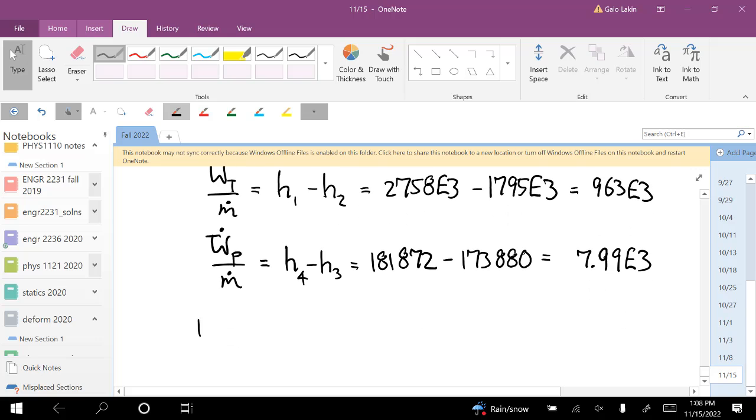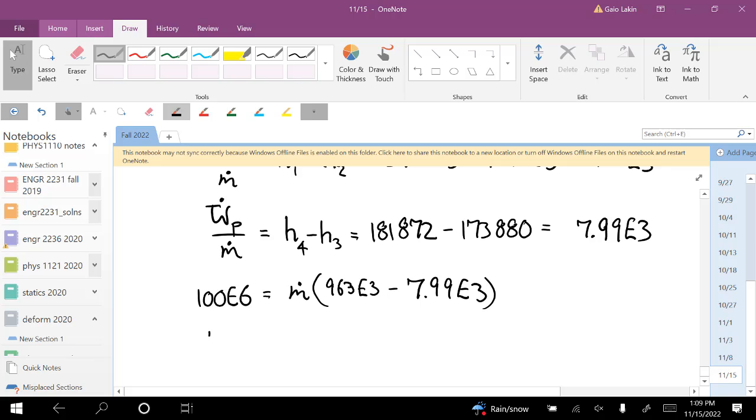And so 100 times 10 to the 6, that's the 100 megawatts, is equal to m dot times the quantity 963 times 10 to the third minus 7.99 times 10 to the third. And now you can just calculate m dot. And so the mass flow rate is equal to 104.7 kilograms per second.